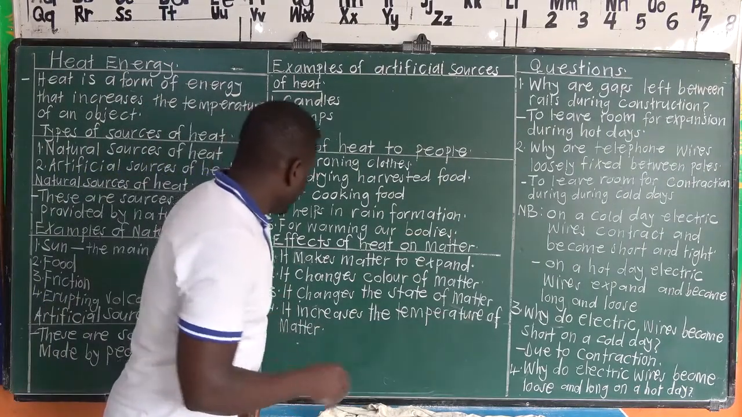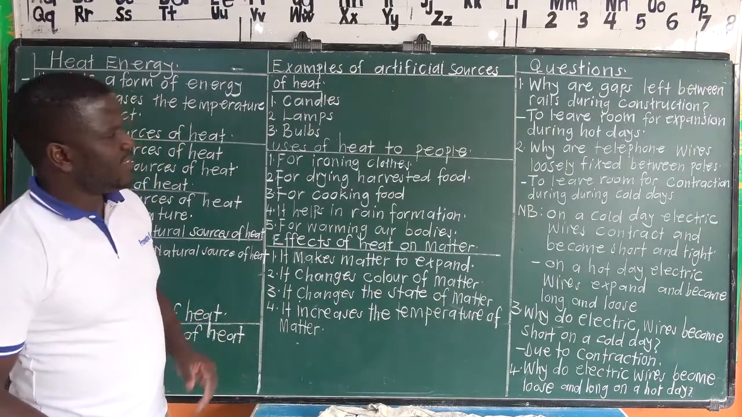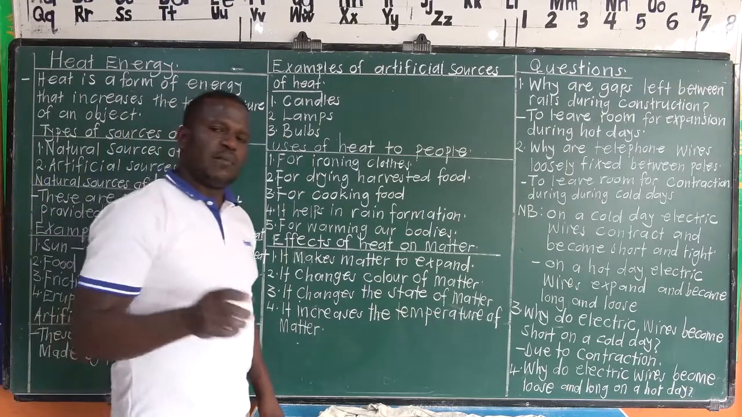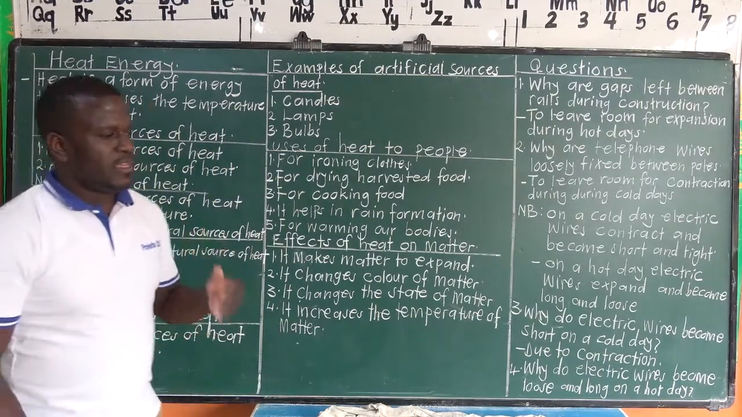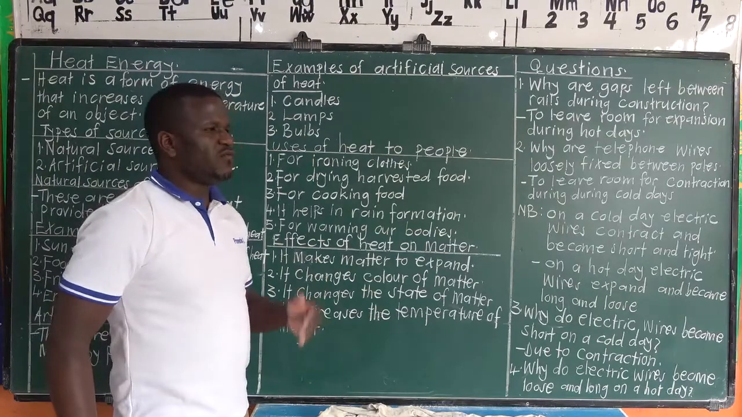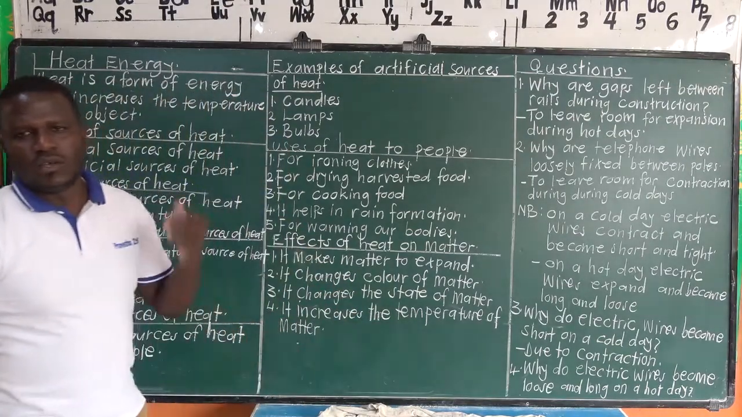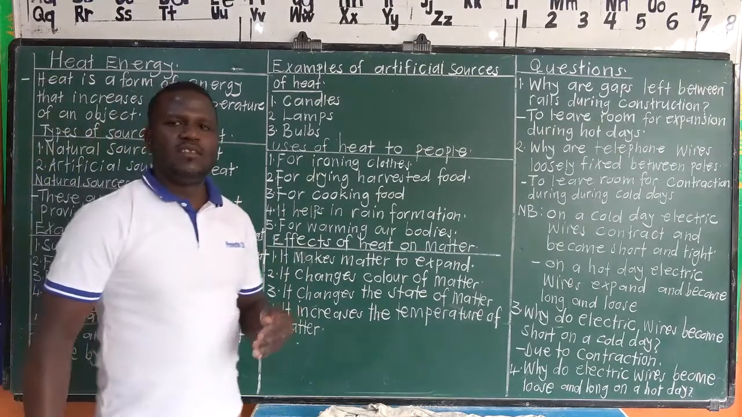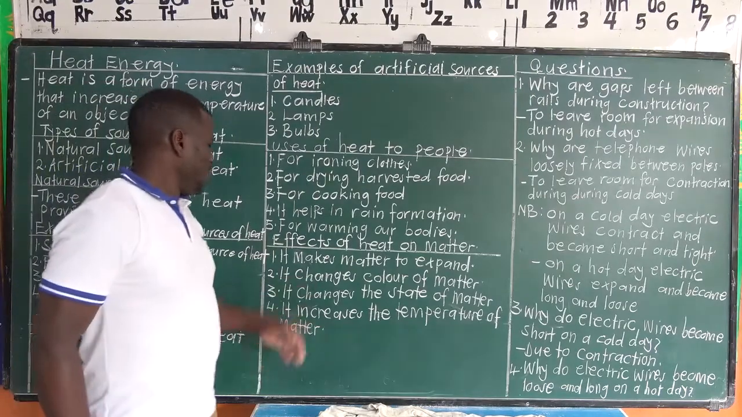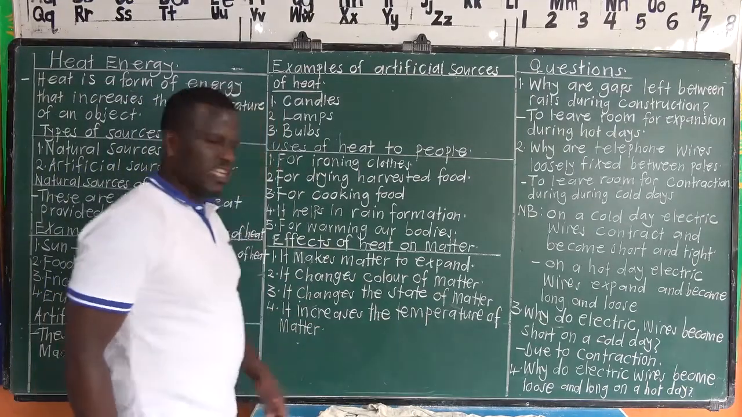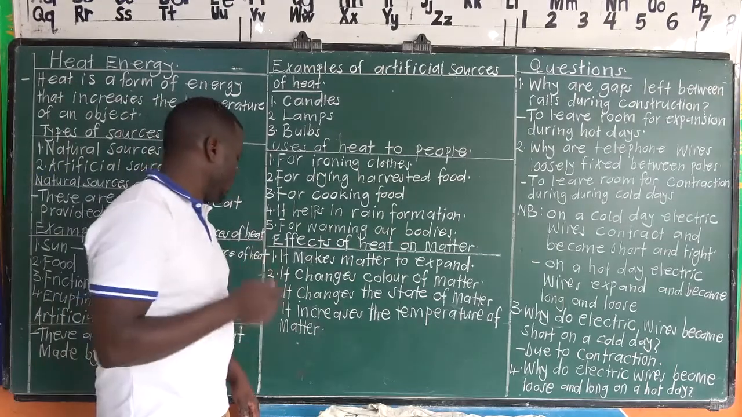Number 3, heat changes the state of matter. For example, matter can change from one state to another. Heat can make matter to change from solid to liquid, from liquid to gases, and from solids to gases. All that is because of heat. That's why we say heat changes the state of matter.